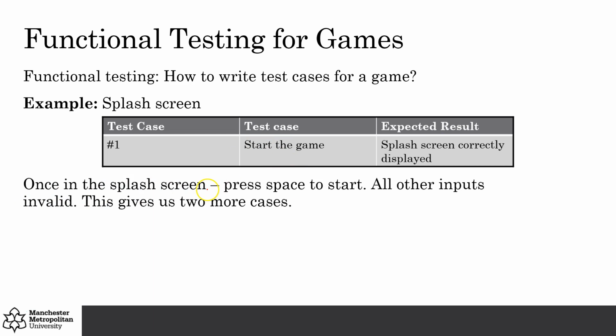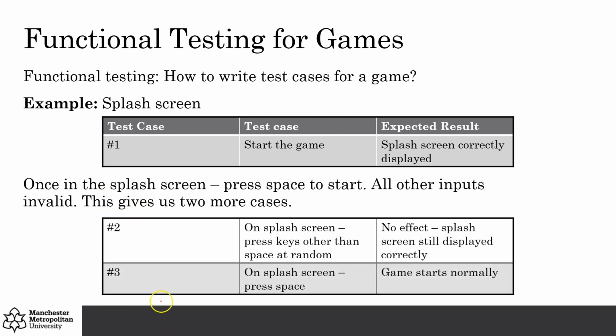So once we're in the splash screen, in order to test if the game starts, we could test to see if a person presses the spacebar, does it start? And then all other inputs should be invalid. So test number 2 could be when you're on the splash screen, if a person presses keys other than space at random, that should provide no effect. The splash screen should still be displayed correctly. On the other hand, or the other case, if they're on the splash screen and they press space, that means that's a valid input and the game should start normally.